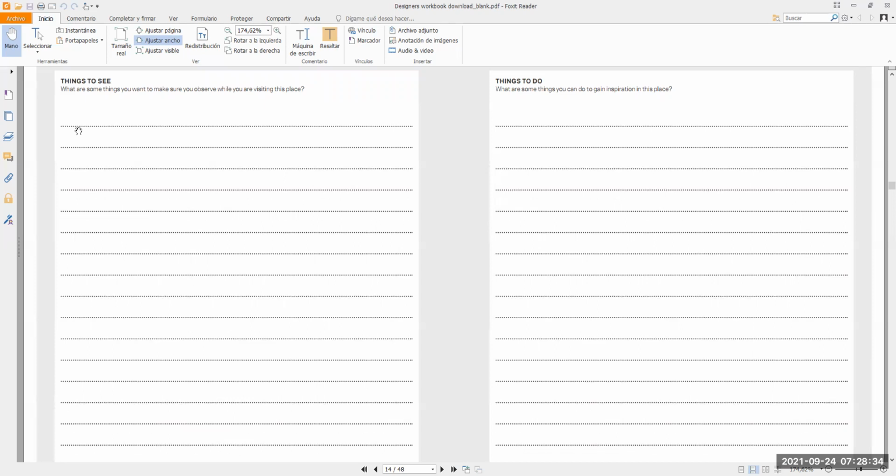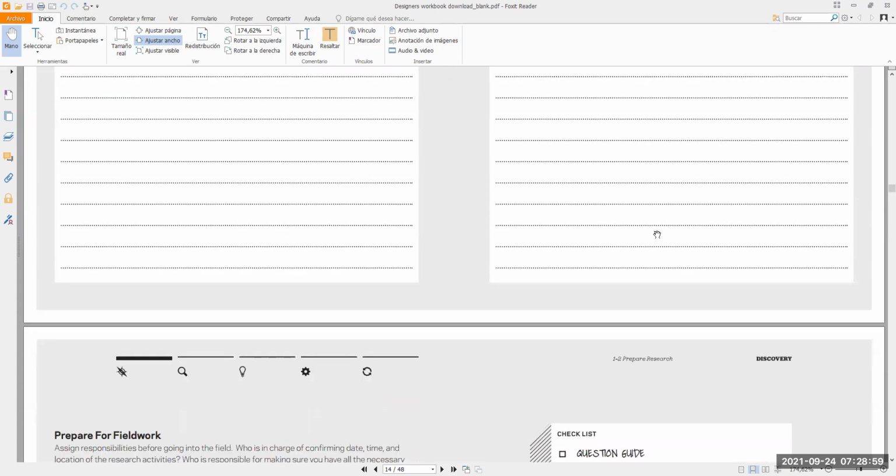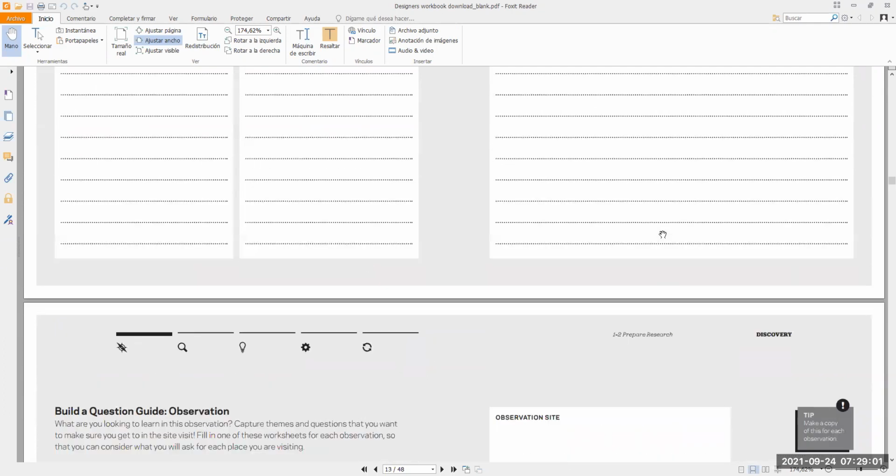You see, so it's like you make a bullet list of the things that you want to see, and the things you want to do, because it's not just about going there and seeing things and that's it. You can also talk to people. You can ask about how they make their handicrafts, for instance, you see? So you can do lots of different things. So you also make that list here, okay?